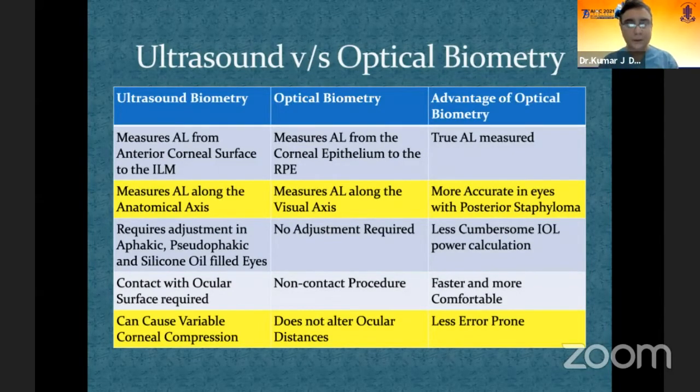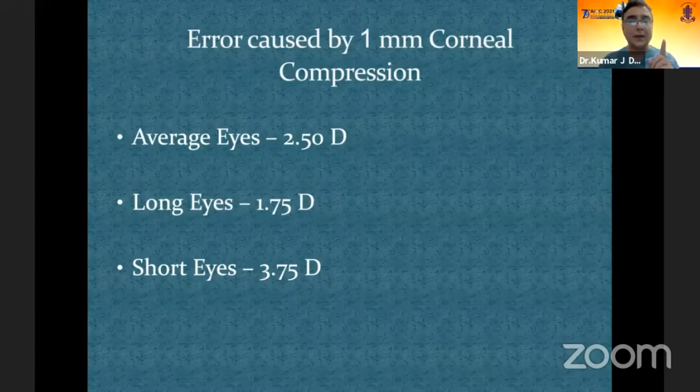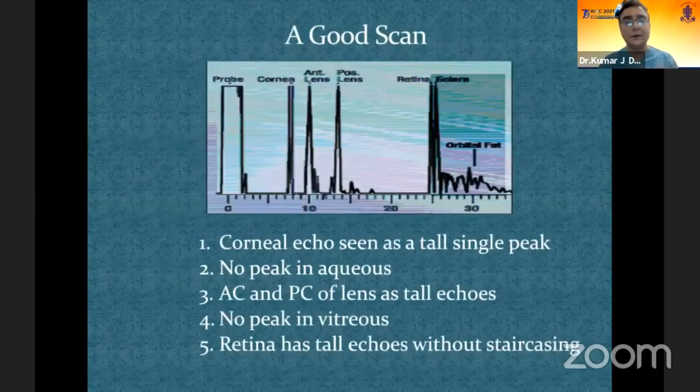This is more accurate, as we know, in posterior staphyloma. Optical biometry will really help. And if there is a compression or depression on the cornea, the whole measurement is really going to change. A 1 millimeter corneal compression can cause an average error of 2.5 diopters, 1.75 in long eyes and 3.75 diopters in short eyes. So according to me, compression or contact biometry should not be done at all. You should only do immersion ultrasonic biometry if you don't have access to optical.